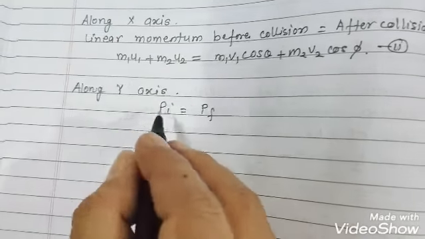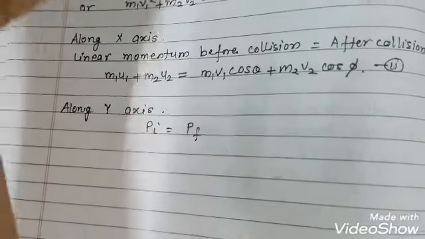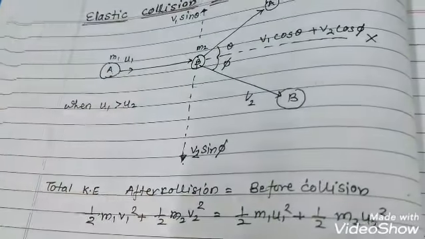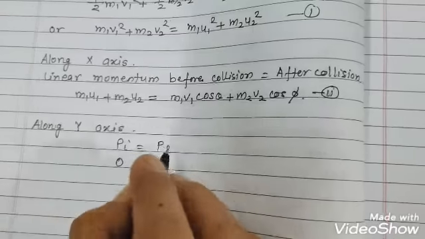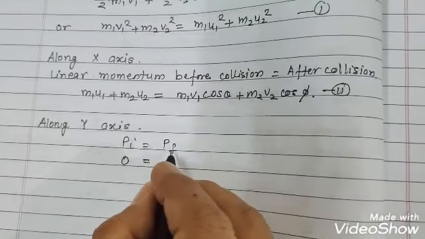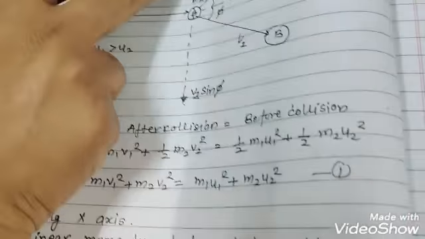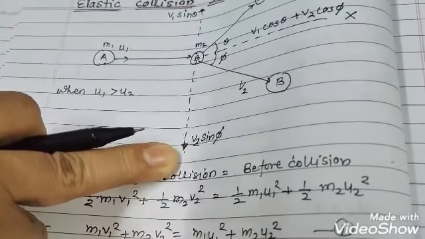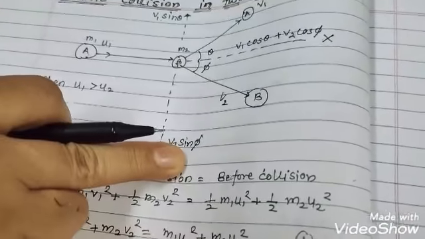So what you will find, initially there is no linear momentum in the y direction because both the bodies are moving in the x direction only, so no linear momentum is there. That means pi must be equal to 0, and pf can be in the vertical upward direction or maybe in the vertical downward direction. It depends on the value of v1 sin theta and v2 sin phi.